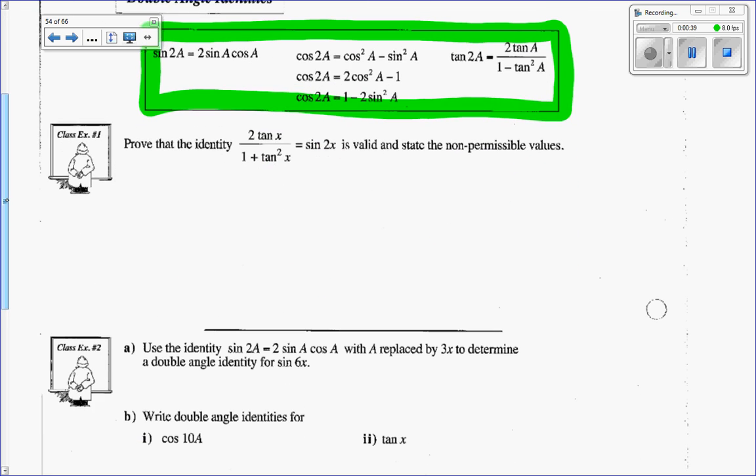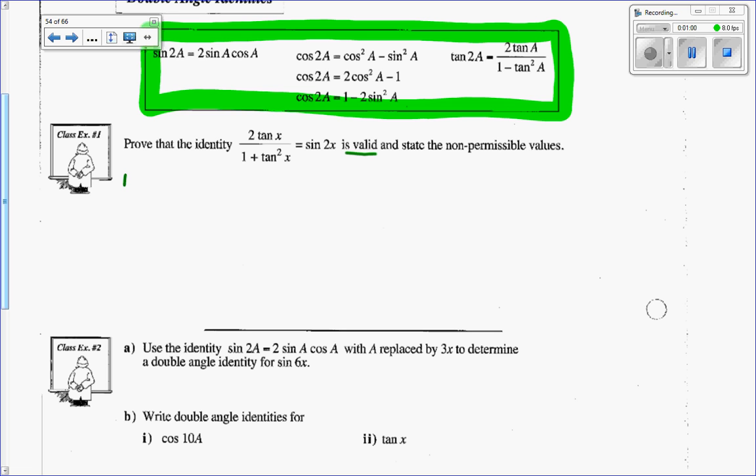Example number 1, prove that identity 2 tan x over 1 plus tan squared x equals sine 2x is valid, and state the non-permissible values. When it asks you to prove that it is valid, in other words, you're proving that it's an identity that is true for all possible values of x.